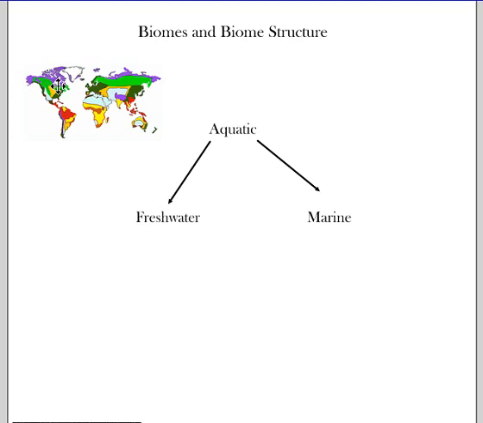All that combined with all these lakes, the Great Lakes, Salt Lake, Lake Victoria here, all those combine to make all the freshwater, okay? And they all have their own structure, and we may or may not talk about that. But what I want to focus on is marine. So marine is broken into its own category.